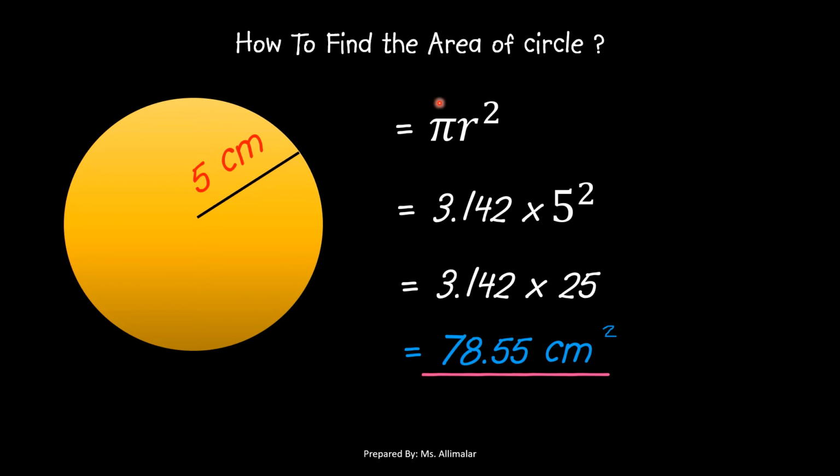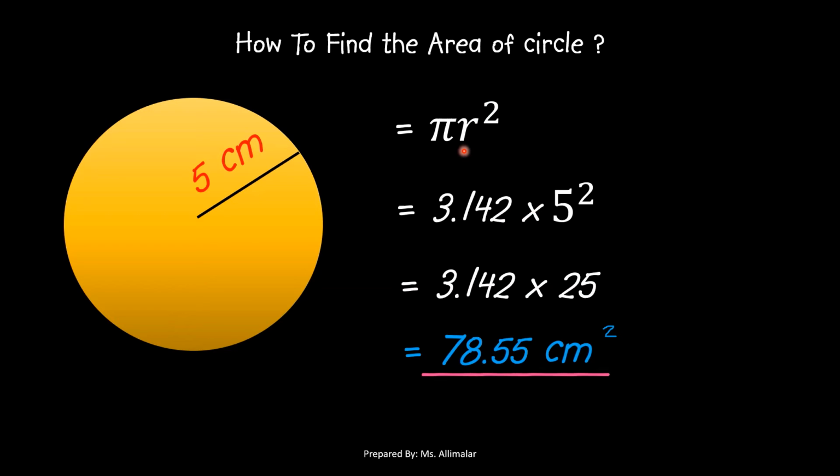How to find the area of circle. Guys, area and circumference have different formulas. Circumference was 2 pi r, correct? Now, area is pi r square. Pi r square. Very simple. Pi times r square. What is pi again? A fixed number. 3.142. That is pi. Put times here.